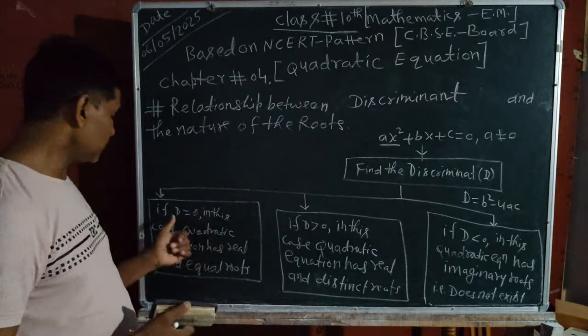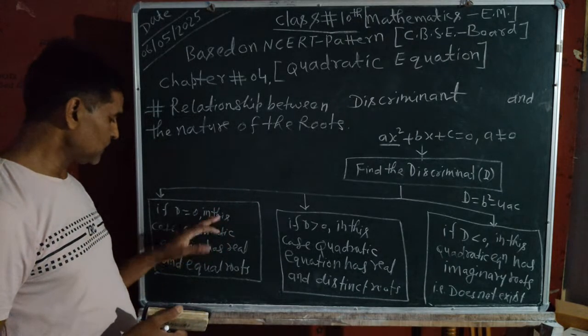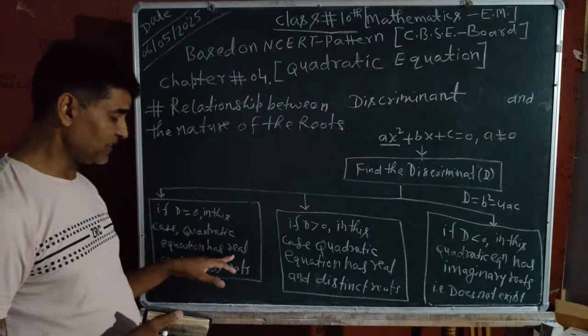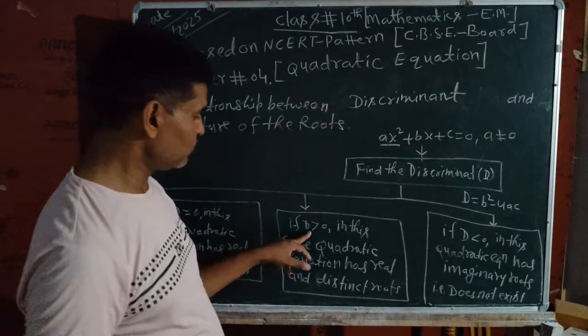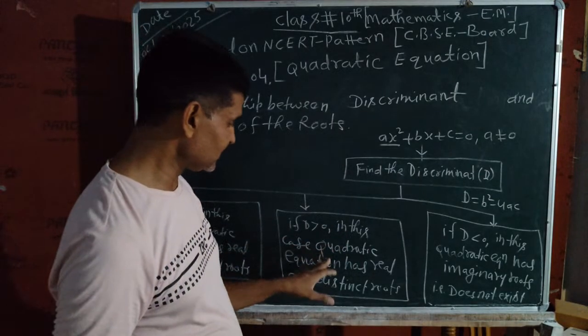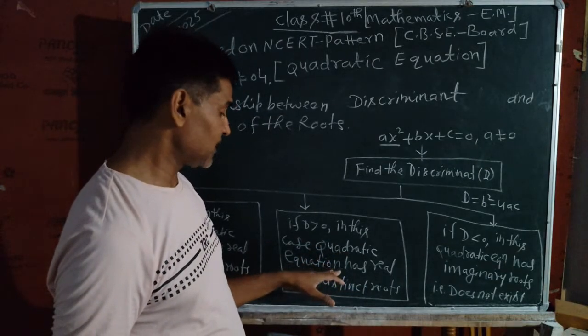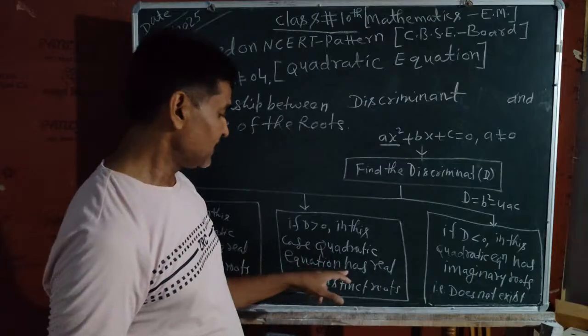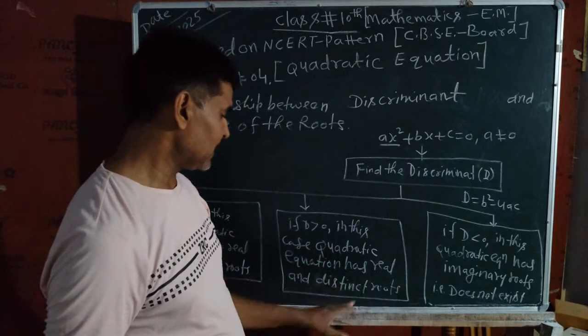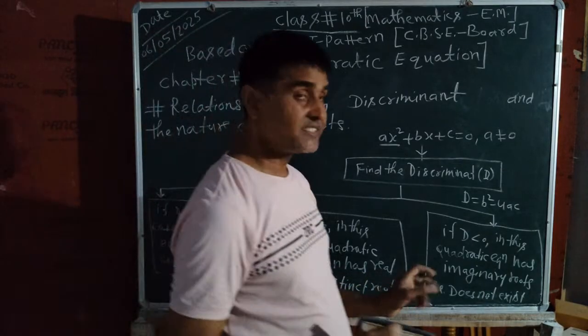One condition will be D is equal to 0. In this case both roots will be real and equal, but if the value of D is greater than 0, in this case I will get the value of discriminant, and that discriminant value will be positive, and in this case I will say both roots are real and distinct, means separate.